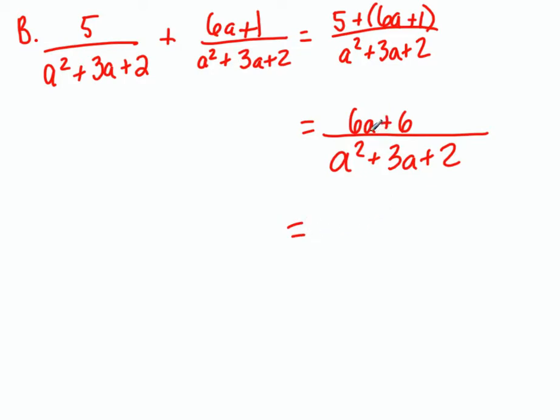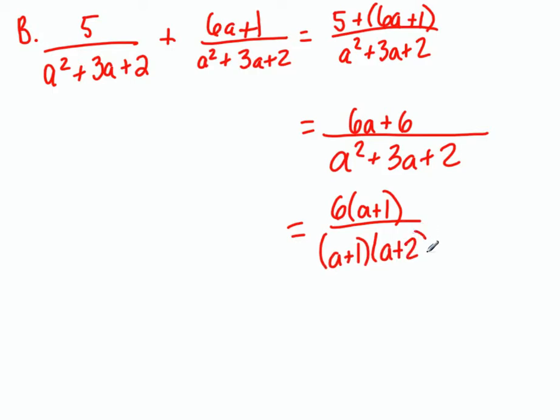Break down, factor. I could factor a 6. What factors out of the top? 6 times a plus 1. That's it. What does the bottom become? A squared plus a, a plus 1, a plus 2.